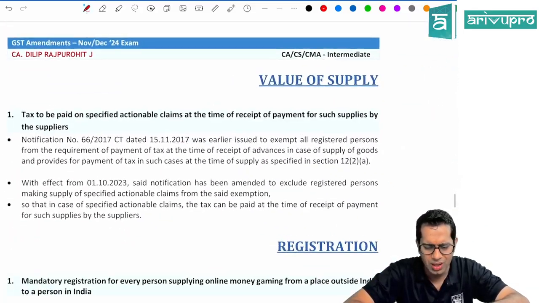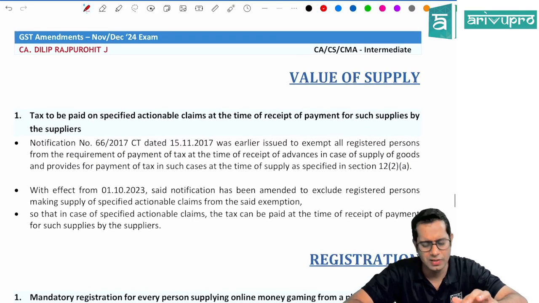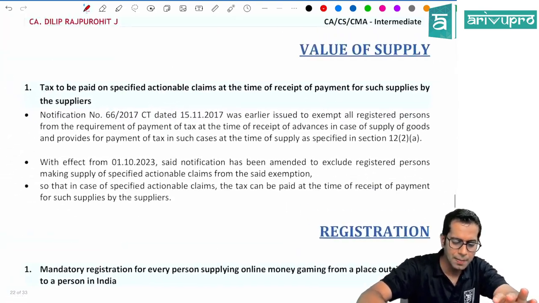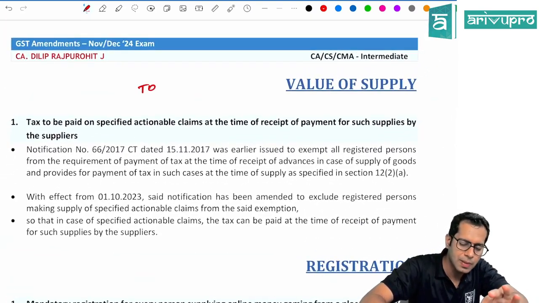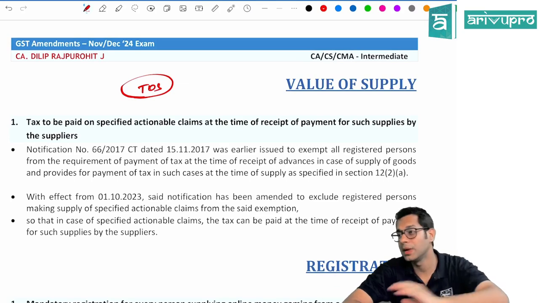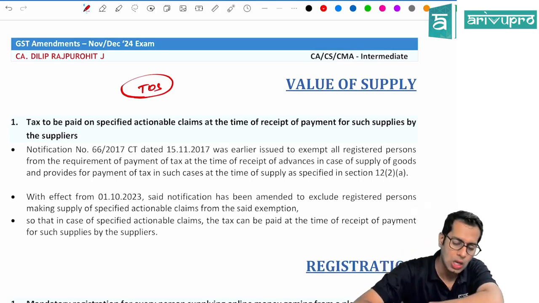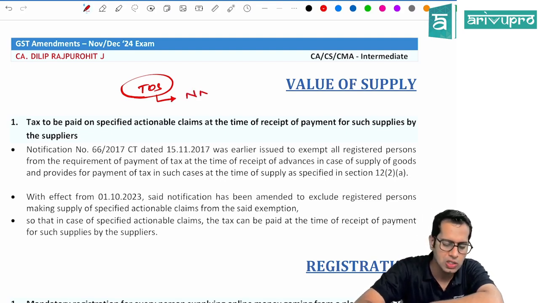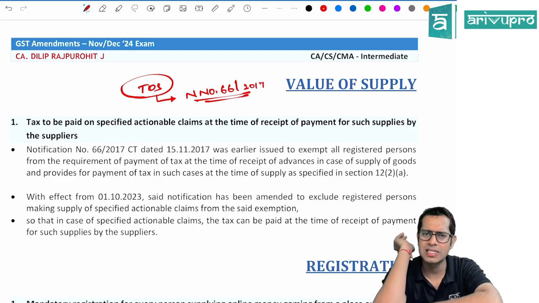Then one small item in the value of supply topic. Basically they have added this under the value of supply topic, but it is an amendment from the time of supply topic. If you remember, when we discussed time of supply, we discussed a notification called notification number 66/2017. Now what is this notification number 66/2017 telling?